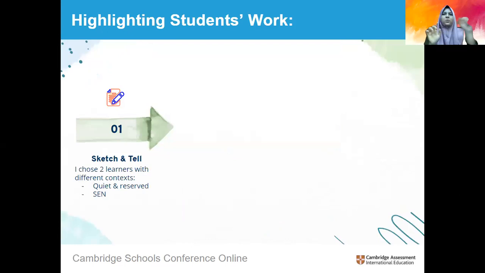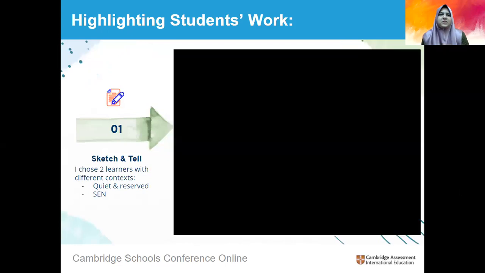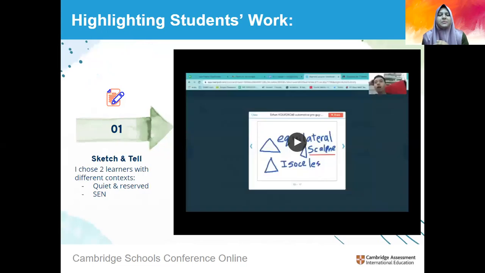So when I talked about cognitive engagement, I also talked about the sketch and tell. So what I did was, after I got the report, I downloaded the report from Nearpod.